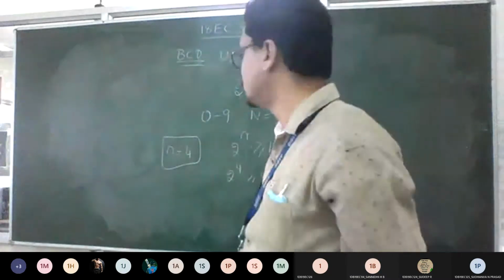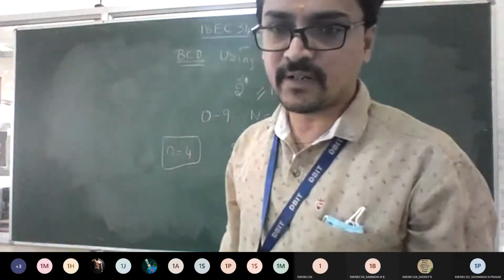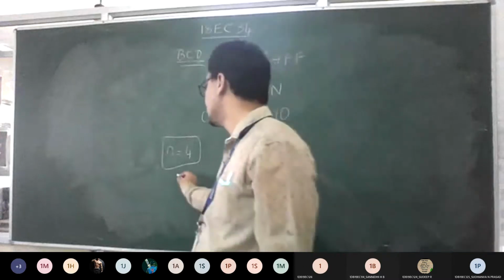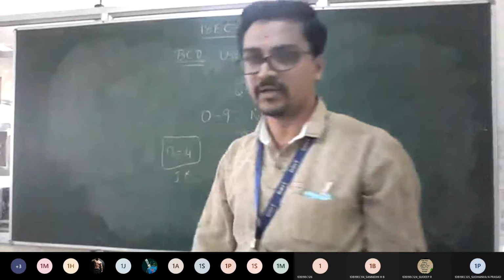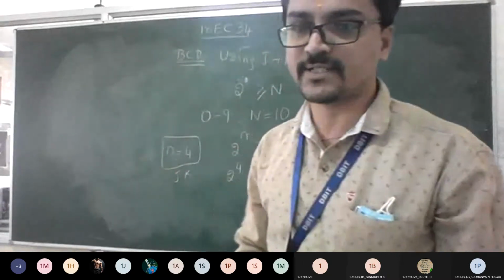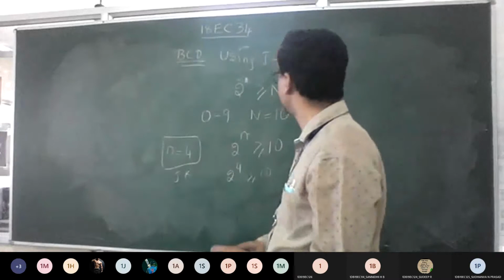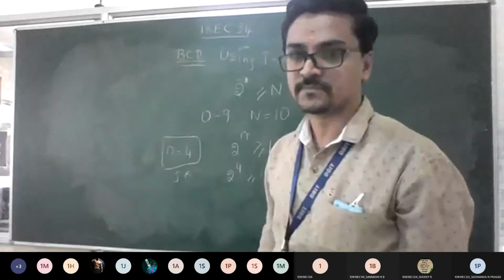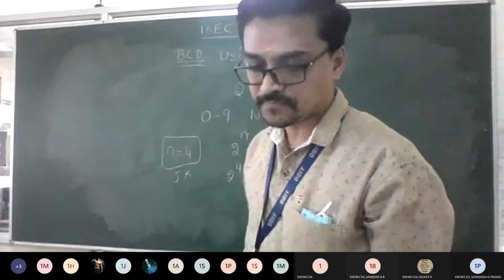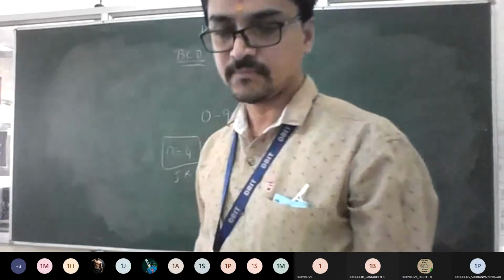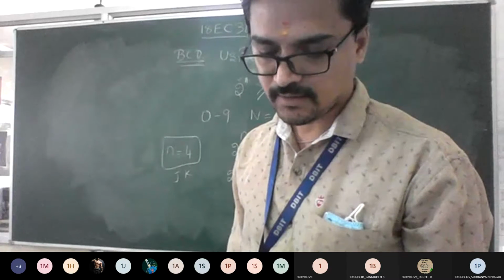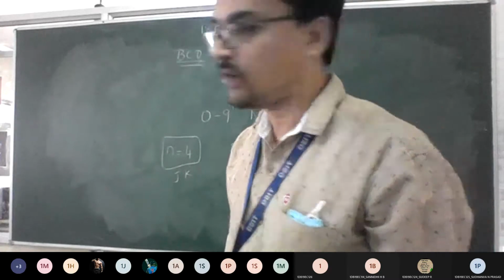Step number 2: you need to write the type of flip-flop required. So for step number 2, you require JK flip-flops. Step number 3, what do you want? You need to plot a truth table for this counter design. How many combinations now? 4 combinations.